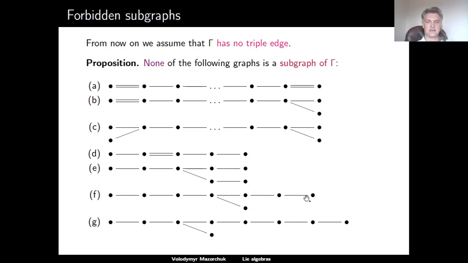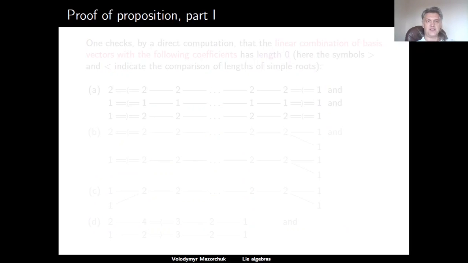So this list is designed more or less such that if we take away one edge, we end up in a Dynkin diagram. And what we want to do, we want to prove that none of them is allowed as a subgraph of our gamma. The shortest way to prove this is to check the following.